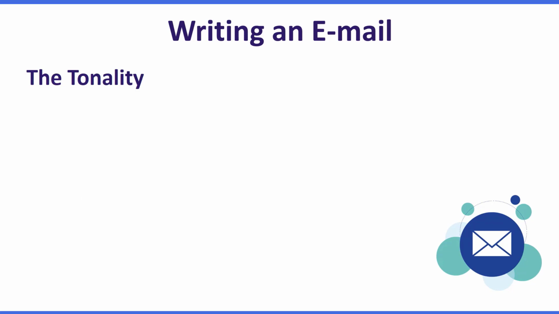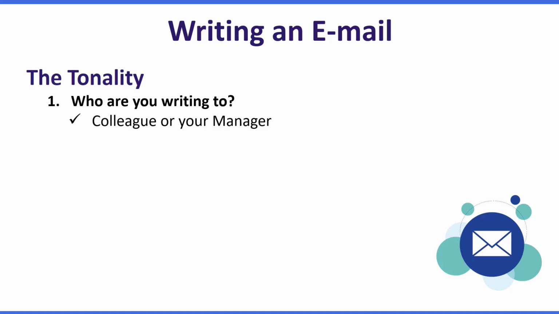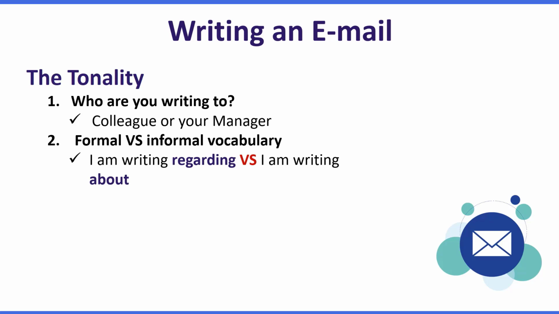The tonality, which means the formality of your email. And of course, the first thing to consider is who you are writing to. If it's a colleague, so your language is informal, while if it's a manager, you use a formal language. Moreover, the use of vocab itself shows if your email is formal or informal. For example, I'm writing regarding versus I'm writing about. Regarding is formal, while about is informal.